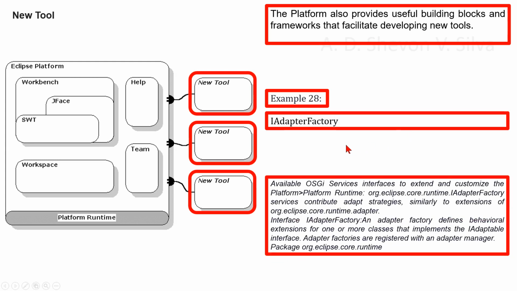Now we are considering platform runtime available OSGi services interfaces to extend and customize the platform. org.eclipse.core.runtime.IAdapterFactory services contribute adapter strategies similar to extensions of org.eclipse.core.runtime.adapters. Interface IAdapterFactory. An adapter factory defines the behavioral extensions for one or more classes that implement the IAdaptable interface. Adapter factories are registered with an adapter manager. This is in the package org.eclipse.core.runtime.